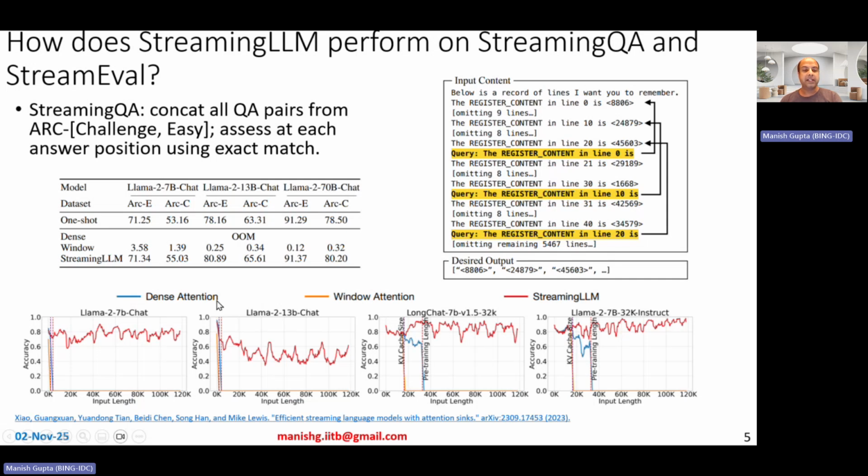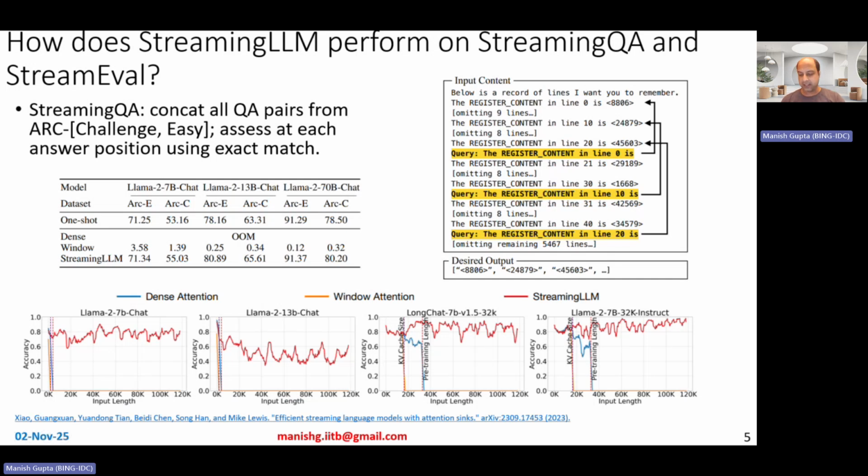However, dense attention and window attention suddenly drop in terms of accuracy scores. Dense attention drops as soon as your input length goes beyond the pre-training length. And window attention starts dropping in accuracy as soon as your input length goes beyond the KV cache size, when the first few tokens are evicted from the KV cache.